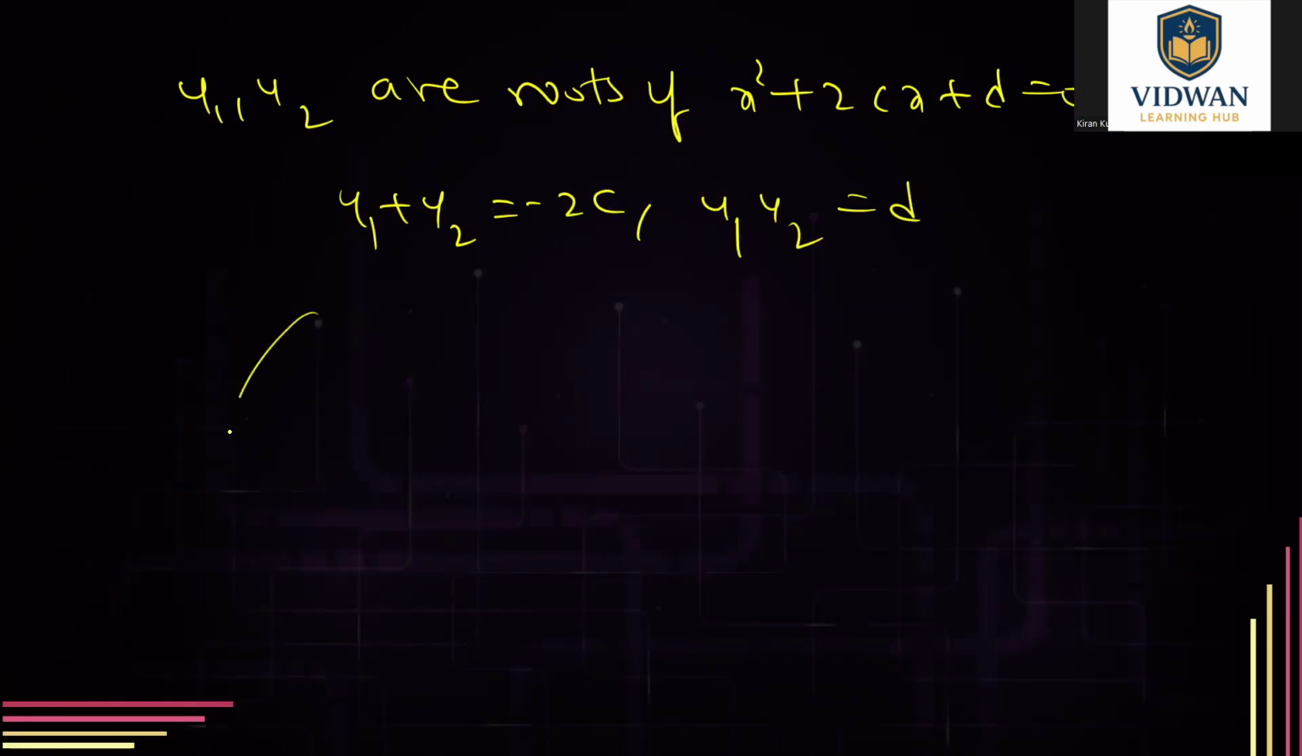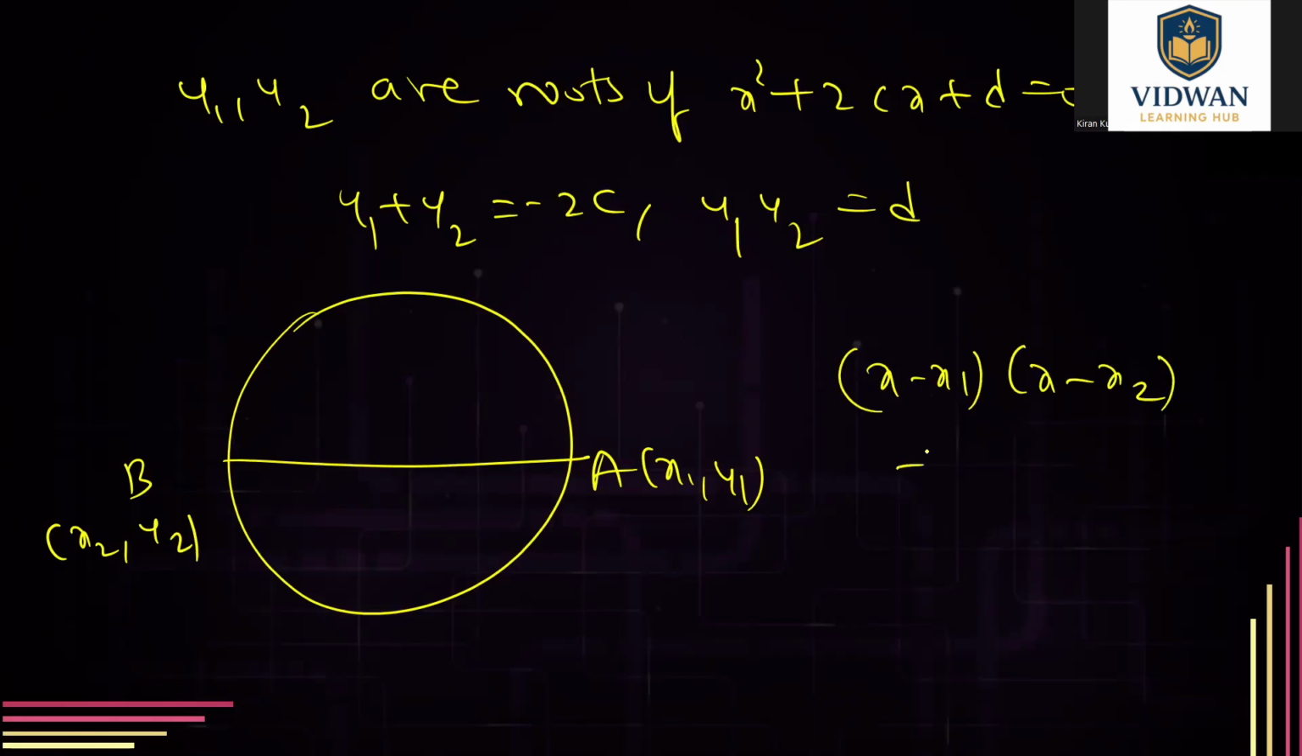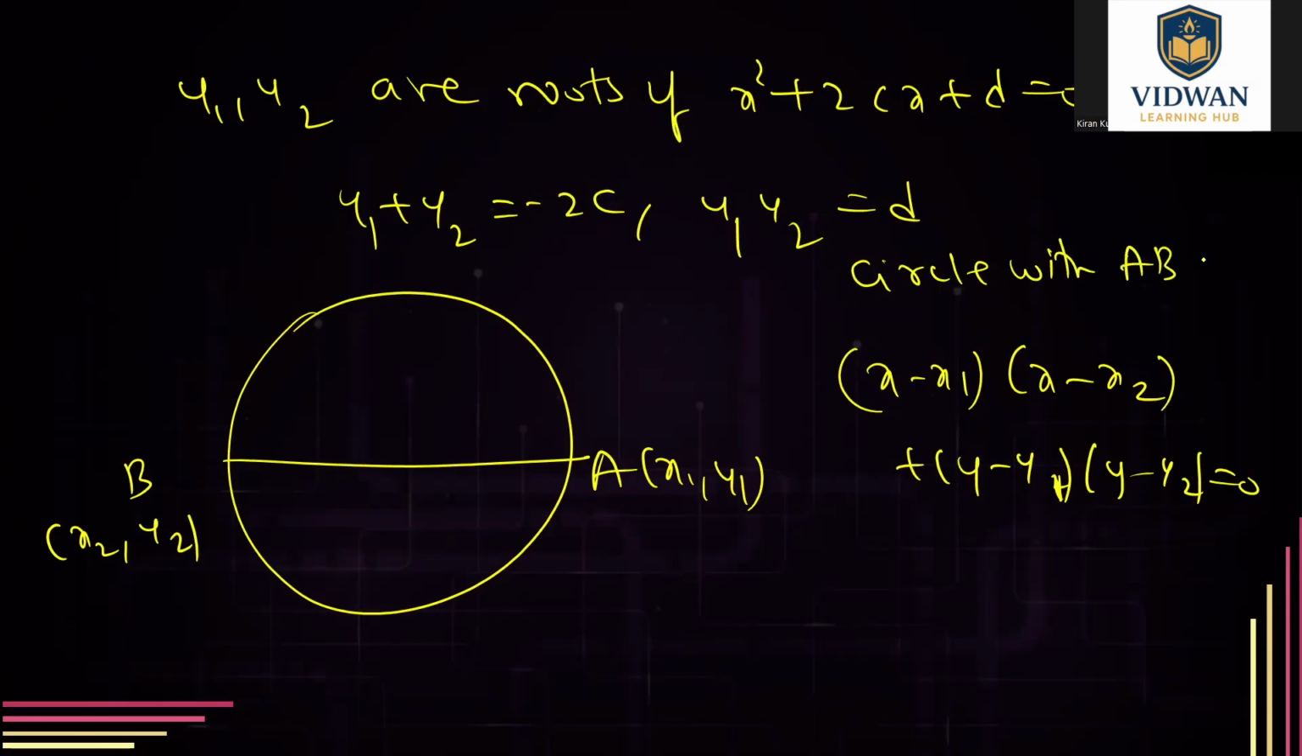Now we actually want to find a circle having AB as ends of diameter. So x1, y1 and x2, y2 are ends of diameter. We want to find the circle. So what is the formula for a circle when ends of diameter are given? x minus x1 into x minus x2 plus y minus y1 into y minus y2 equal to 0. So this is the circle with AB as diameter. And whatever values you have written with sum of roots and product of roots, we can use it here.